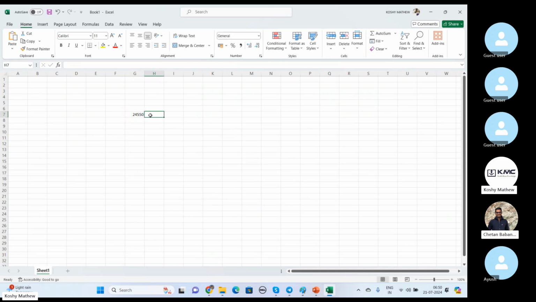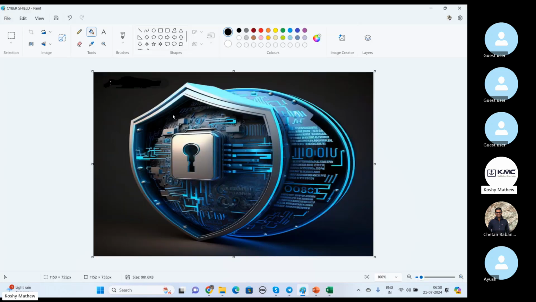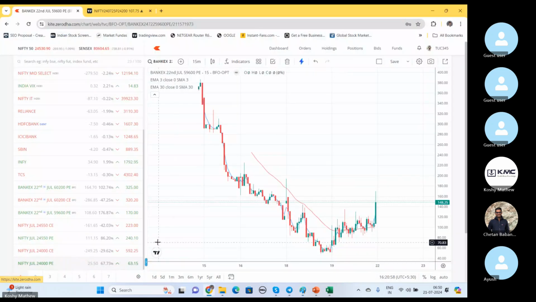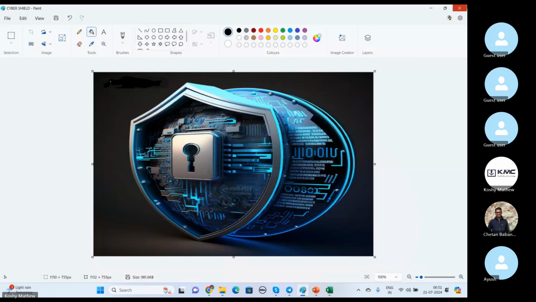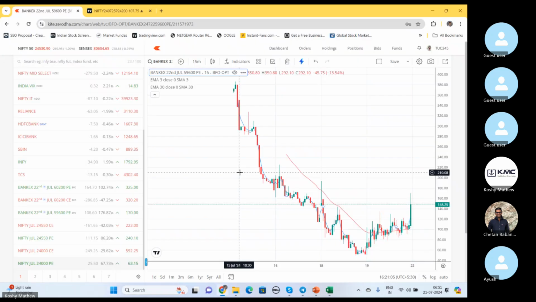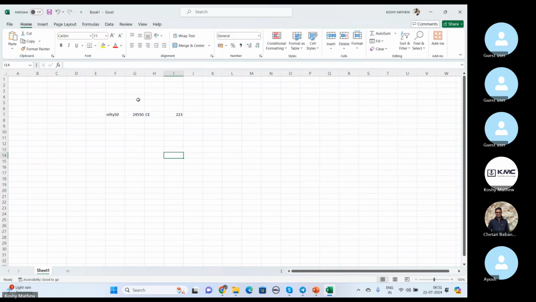24,550. I'm buying a call option. This is of Nifty 50. And the premium they said is how much? Premium was 223 rupees. When is the expiry? Expiry is on Thursday. Okay. Nifty 50, 24,550, this is the strike. This is the price I'm paying. It becomes the strike price. 24,550 CE of Nifty, 223 rupees premium I'm paying.